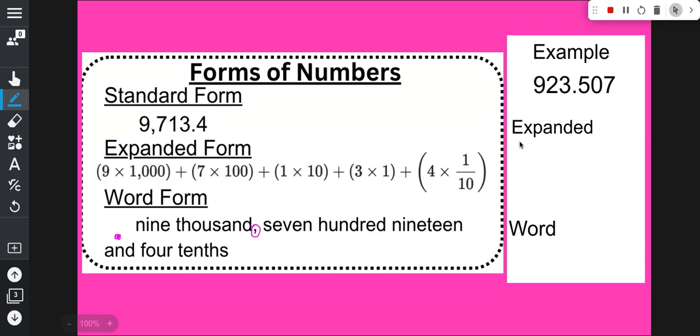Let's take a look at our example over here. If we wanted to expand it, we could do 9 times which place value it's in. And this is in the hundreds place value. Plus 2. And what place value is that in? Correct, the tens place. Plus 3, and 3 is in the ones place value. Plus 5, and what place value is the 5 in?